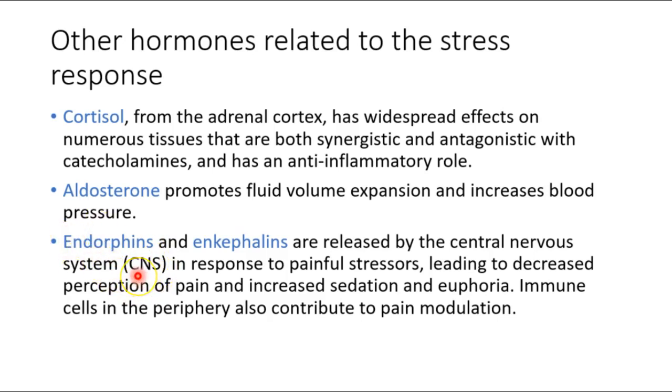So endorphins are our body's own chemicals that suppress pain. So you may need to be releasing endorphins during an extended stress response. Enkephalin is a similar substance. I think it's more recently discovered. It's more of a pain suppression pathway.